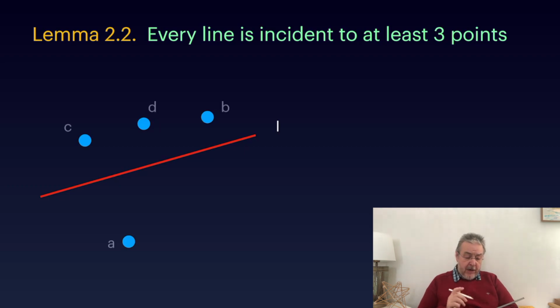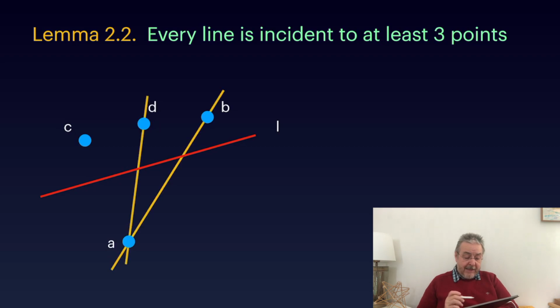So in particular, we can say that this point A here is not incident with L. And well, what can we do? We can apply axiom 1 and say, well, there must be lines that join point A to the other 3 points.